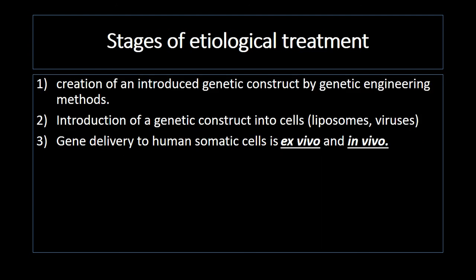There are some steps of the etiological treatment. The first, creation of an introduced genetic construct by genetic engineering methods. The second, introduction of a genetic construct into cells with the help of liposomes or viruses. And the third step is gene delivery to human somatic cells, ex vivo and in vivo.